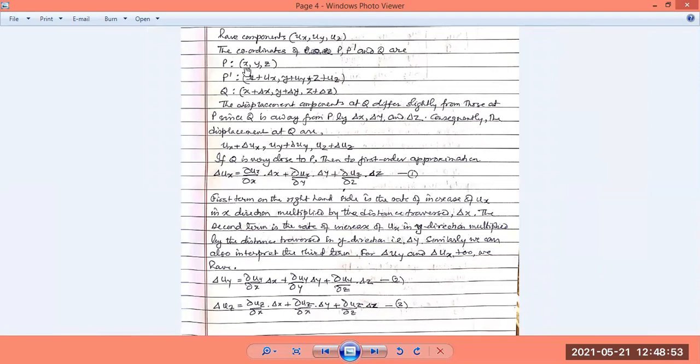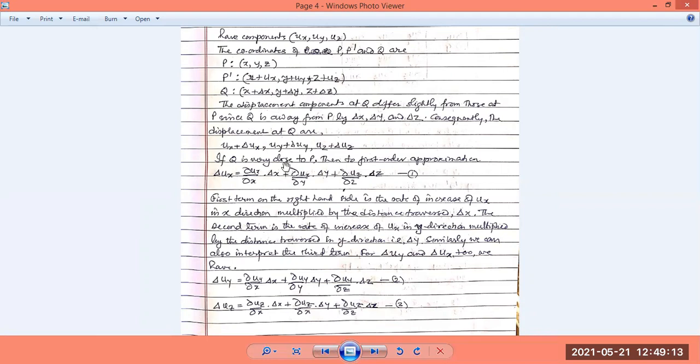P has the coordinates x, y, and z, and P dash has the coordinates x plus ux, y plus uy, z plus uz. As Q is very close to P, we think that their coordinates just increase by a very small amount: x plus delta x, y plus delta y, and z plus delta z.